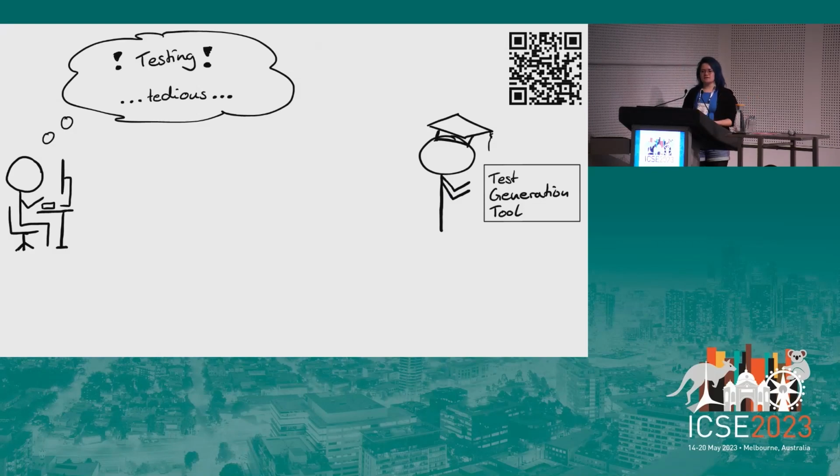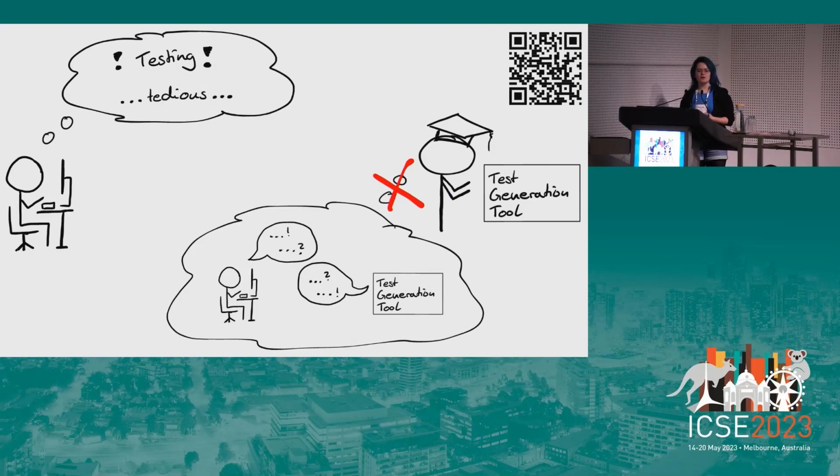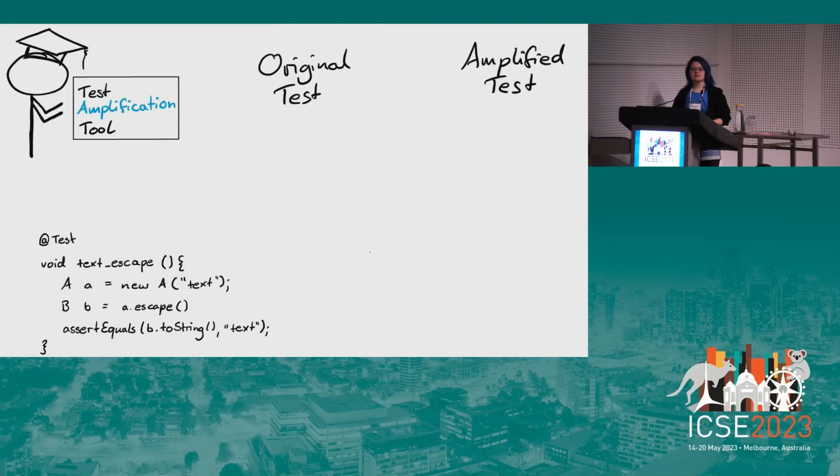Our hypothesis is that one of the reasons for this is that we don't think enough about how the developers and the tools are actually going to communicate with each other. And that's what I'm investigating in my PhD research: how to design this interaction between developers and test generation tools. The technique that I'm applying is test amplification.